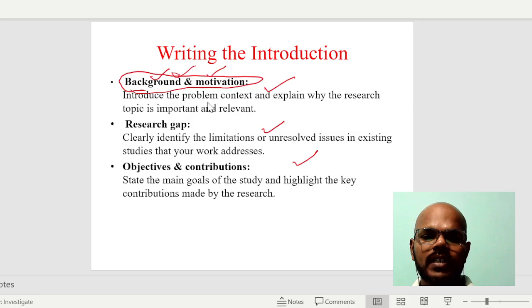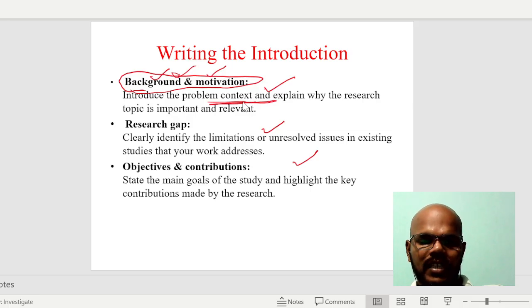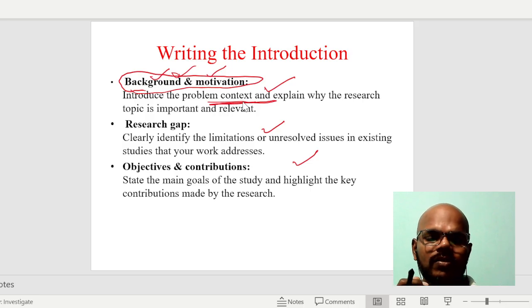That should be written in the context of the problem. You should not write in some other context. For example, if it is image classification, you have to discuss only image classification. You should not discuss other categories which come under classification. You may write a little, but it should be indirectly related to image classification. That kind of thing only you have to write. You should not write irrelevant concepts.